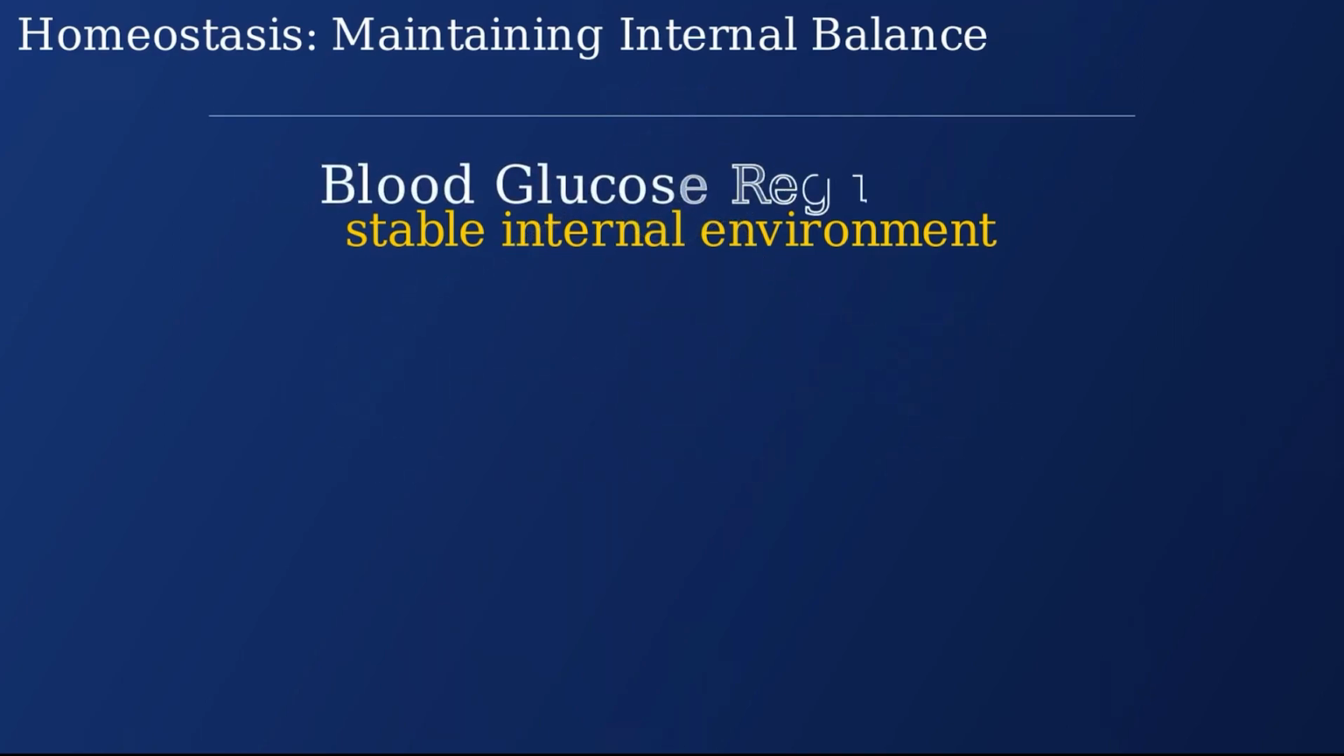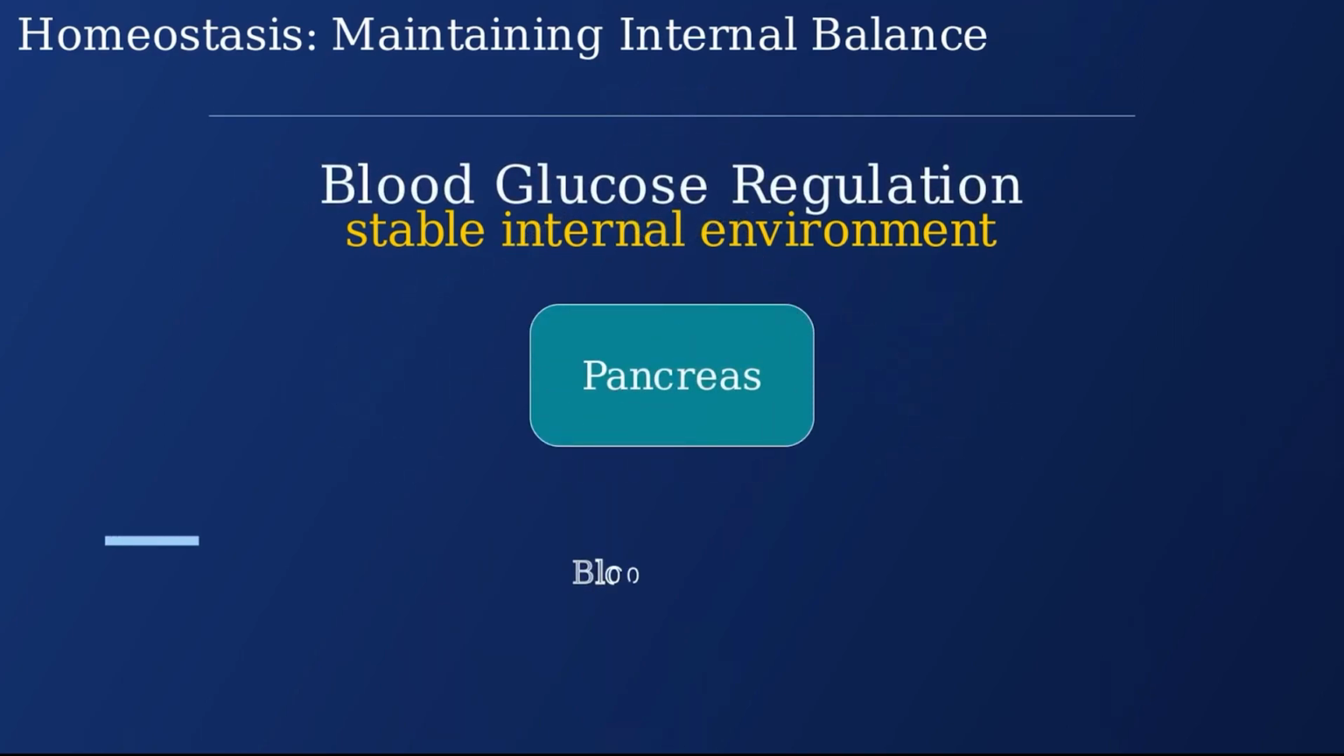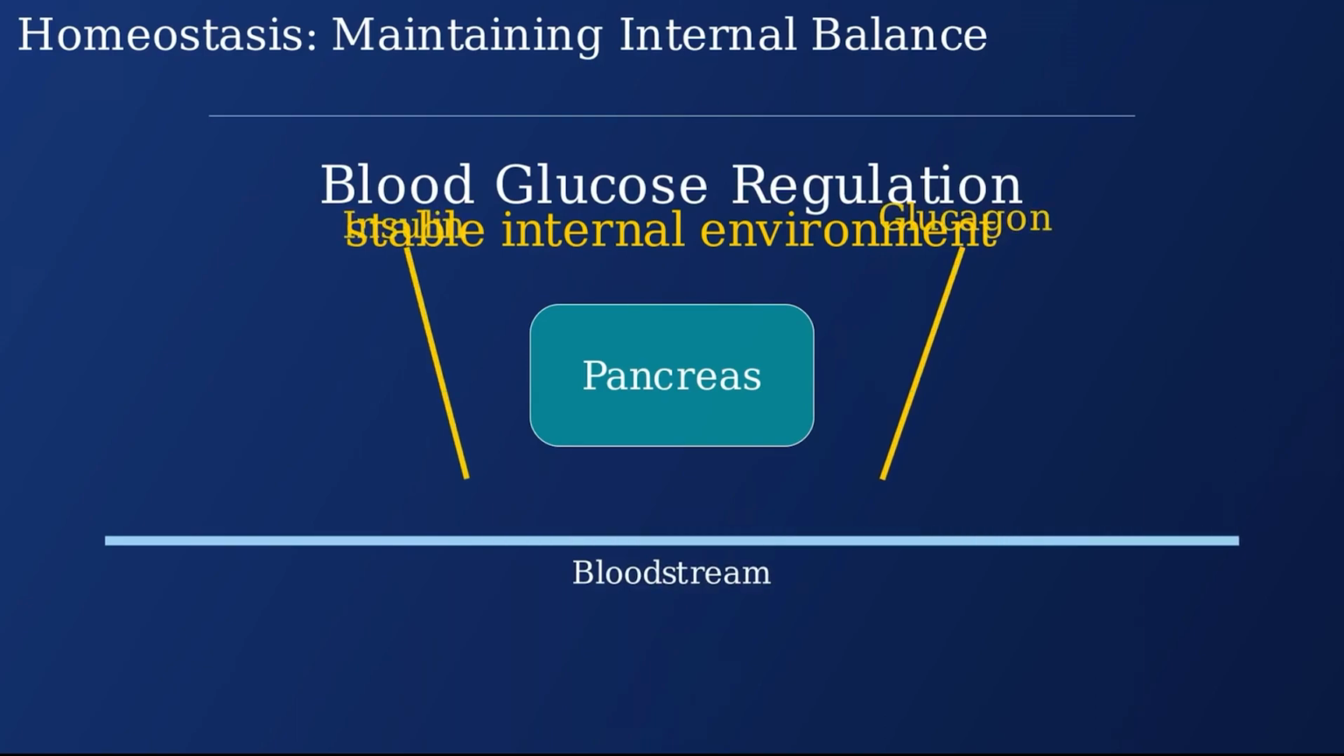Blood glucose regulation is a perfect example of homeostasis through negative feedback. The pancreas releases insulin to lower glucose levels when they're high and glucagon to raise them when they're low.